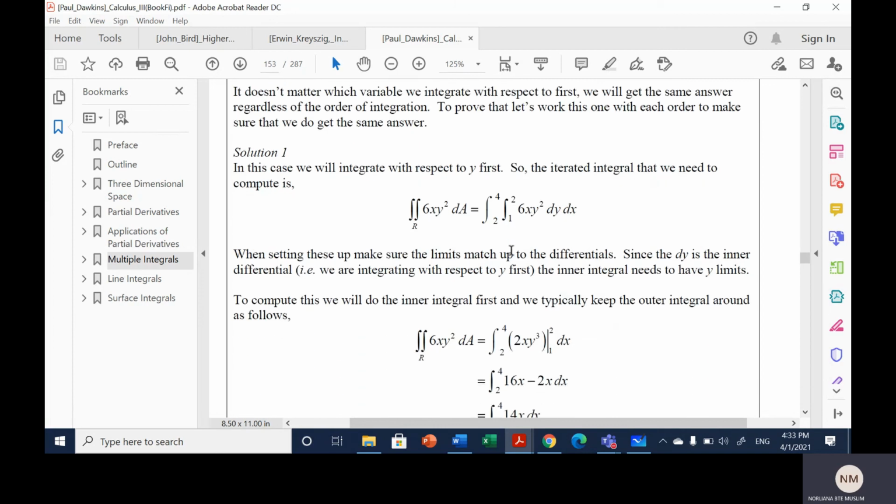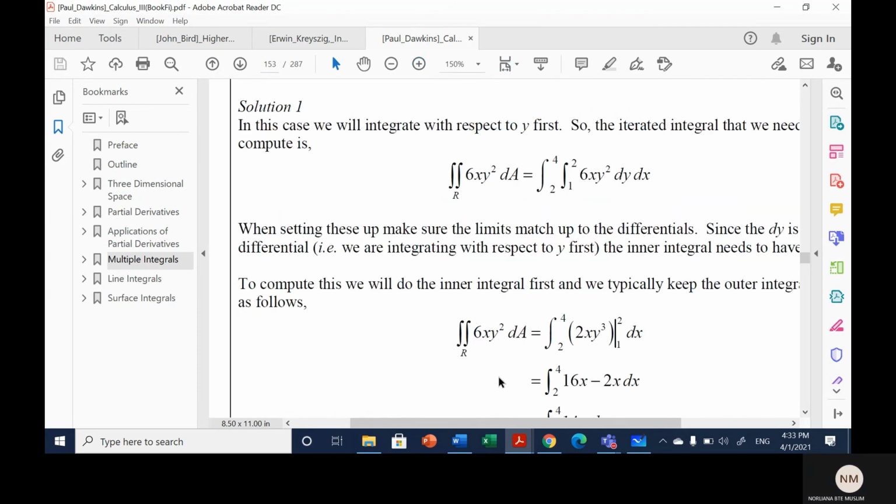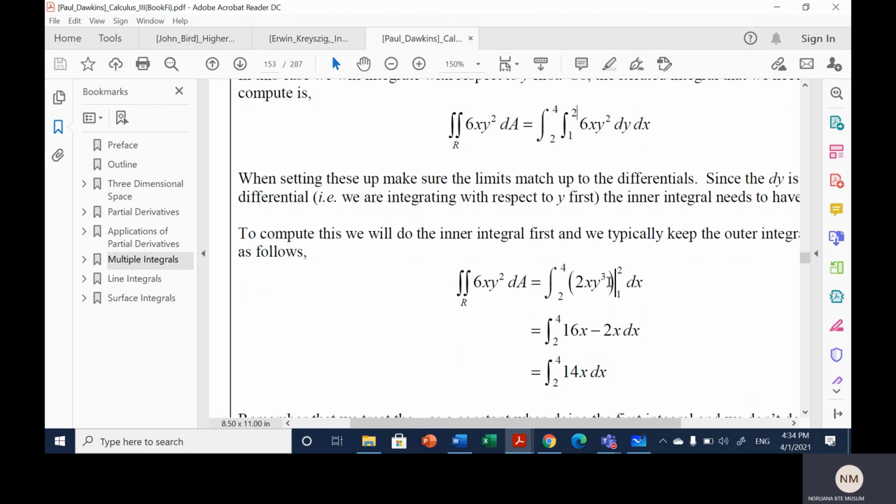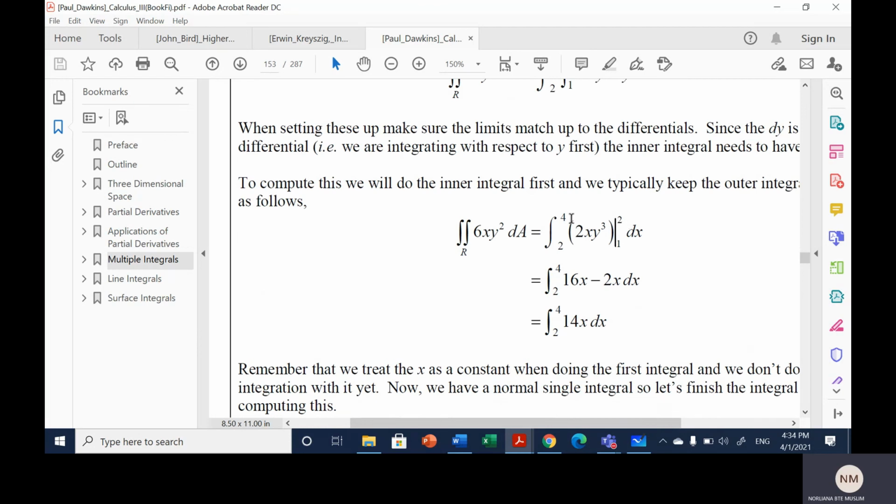Okay, so we have an example here. The function is 6xy squared. If we want to do the integration first by y, the internal limit here should be the limit for y. So to integrate, we do y first. y squared, when we integrate, becomes y to the power 3 over 3. Then 3 simplifies with 6, and you will get 2xy to the power 3. This is the step.